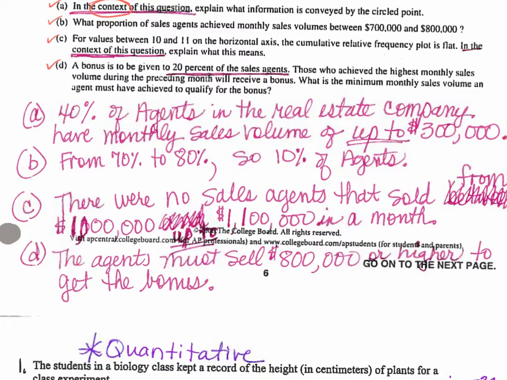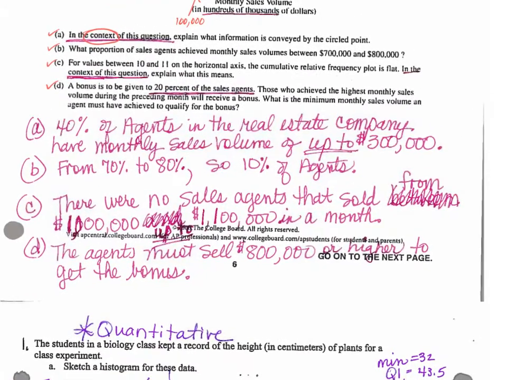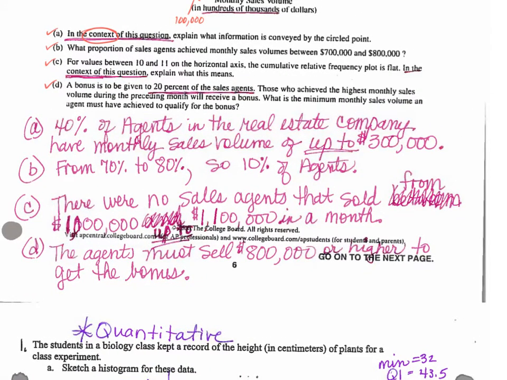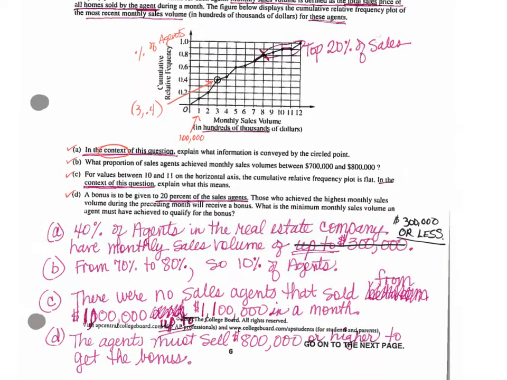in the company sold up to $300,000, or you could say, probably a better way to say this would be, sold $300,000 or less. And if you do not have the "or less," then it is wrong, because 40% of agents did not sell exactly $300,000. 40% of agents sold $300,000 or less.